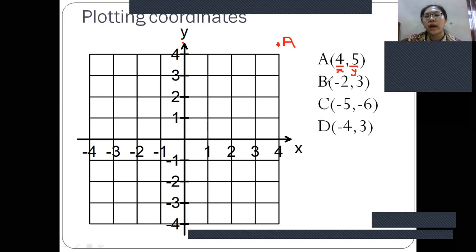Okay, where to draw B? B is (-2, 3). Remember, -2 is X and 3 is Y. So B is over here.